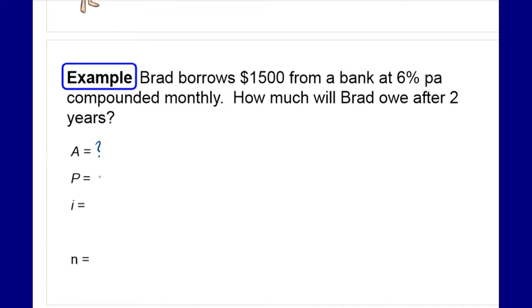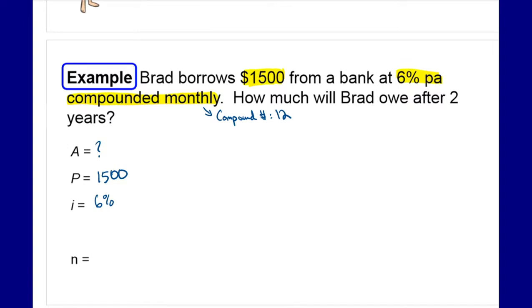The present value, or the principal, is $1,500. That's how much he's starting with. That's how much he's borrowing. So that's the initial amount of the loan. The I is 6%, because it's 6% per annum, but it's compounded monthly. So again, that's key because that tells us, one, it's compound interest, and two, it tells us the compound number, or compounding periods in a year. So the compound number in this case, because it's monthly, is 12. There's 12 compounding periods in a year.